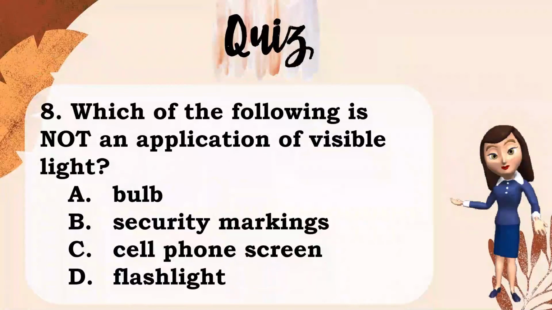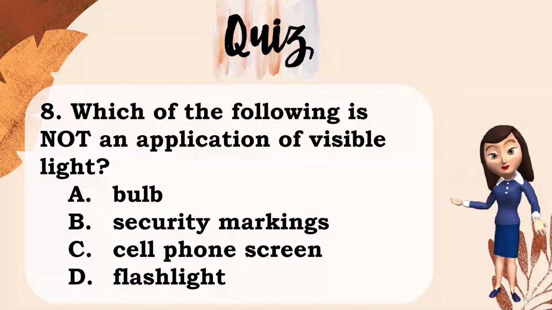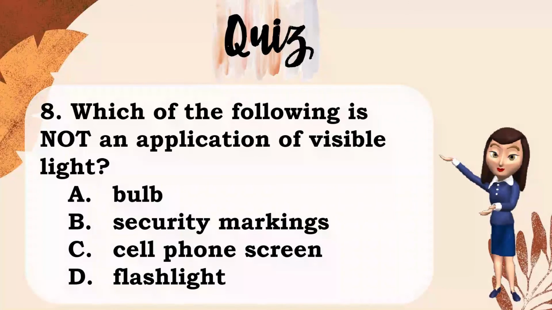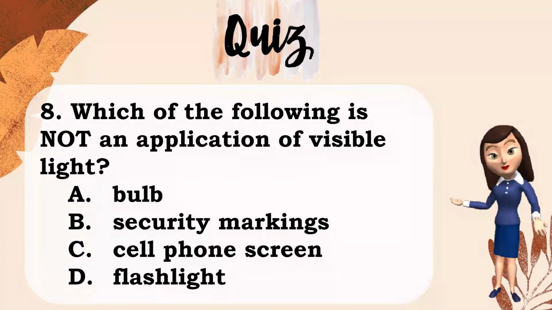8. Which of the following is not an application of visible light? A. Bulb. B. Security markings. C. Cell phone screen. D. Flashlight.